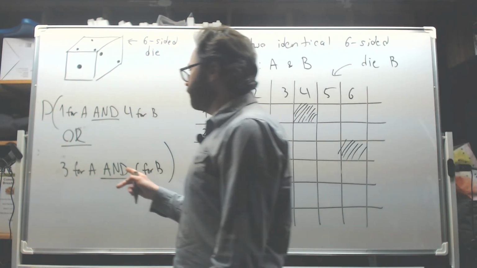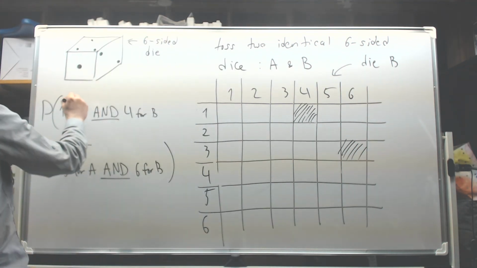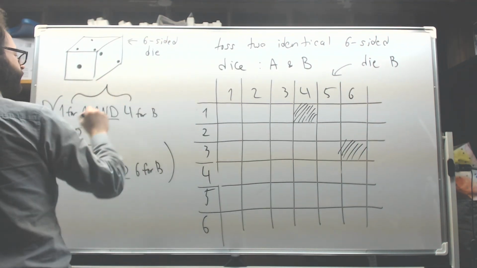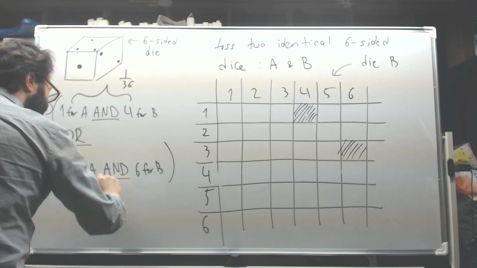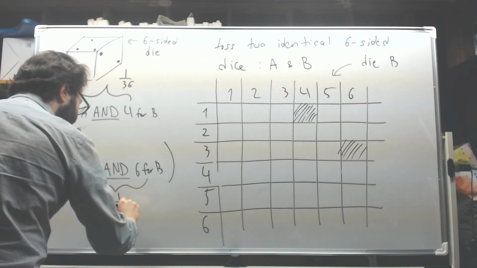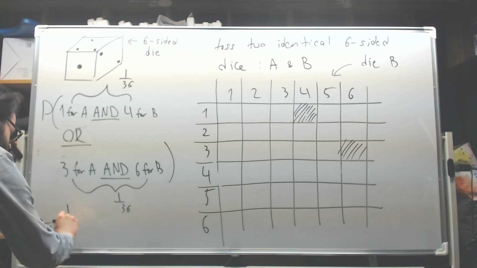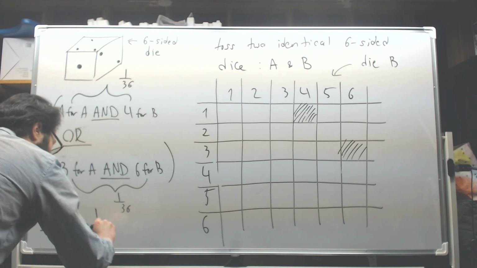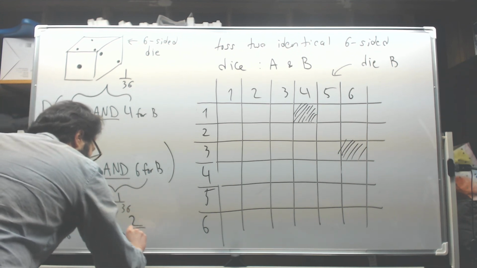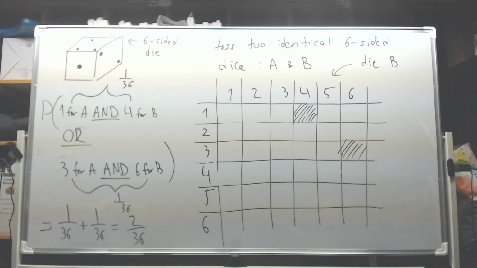How else might we find this? Well, we know that the probability for this, we figured it out already, is 1 over 36. We know that the probability for this is 1 over 36. So the total should be 1 over 36 plus 1 over 36, which is 2 over 36, which is consistent with what we just did there.